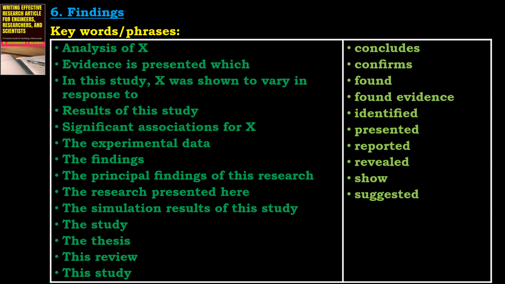Significant associations for X, the experimental data, the findings, the principal findings of this research, the research presented here, the simulation results of this study, the study, the thesis, this review, this study. B. Concludes, confirms, found evidence, identified, presented, reported, revealed, show, suggested.